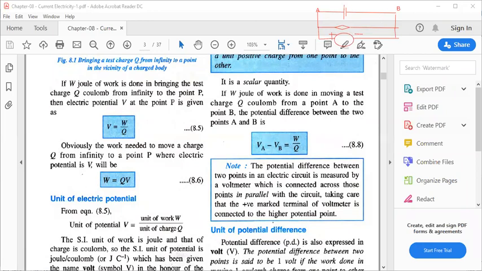Yes, Pranav? Ma'am, what will happen if the voltmeter is connected in series? It will not measure; it will not show any potential difference, nothing else. So that is the mechanism they have followed.